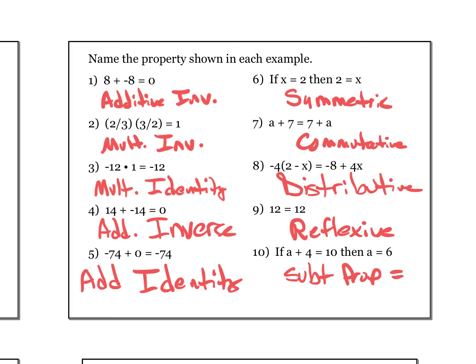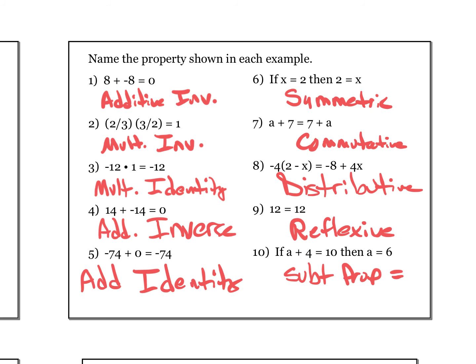6, symmetric property. You are reflecting it. So x equals 2 becomes 2 equals x. Symmetric property of equality. 7 is commutative property. You're swapping the a and the 7 in the way that you see the problem. 8, distributive property. 9, reflexive property. Anything is equal to itself.